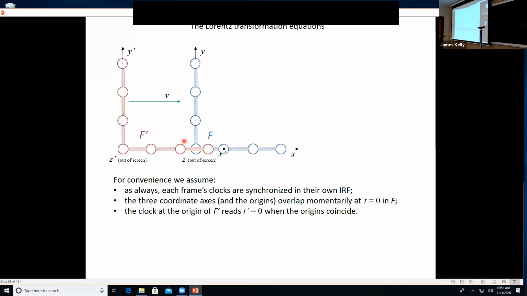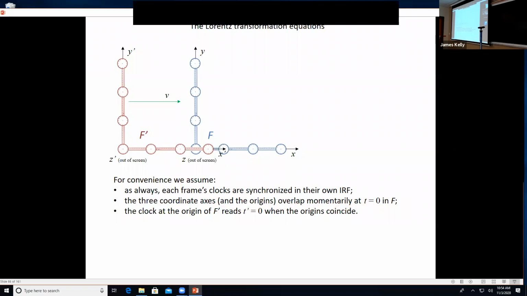In each frame, its clocks, we're going to assume, are synchronized, as always. So in the rest IRF, like in F's rest IRF, all these clocks should be synchronized. Now, if F prime is moving in this picture, I expect these clocks to be synchronized, but these ones along here to be asynchronous, because that's going to make them synchronous in its own rest frame, which every sane person is going to want. We're going to imagine that the three coordinate axes overlap momentarily.